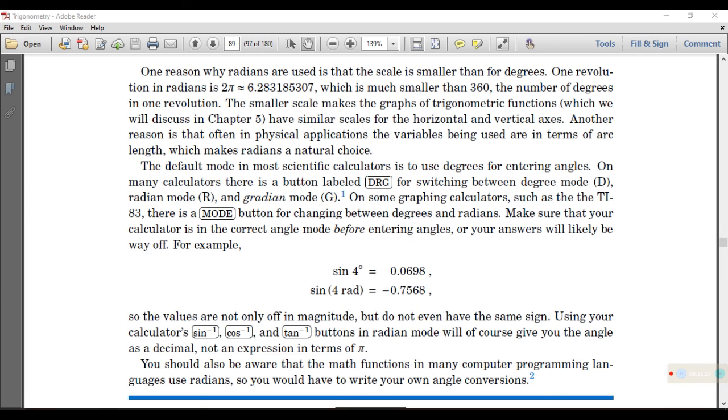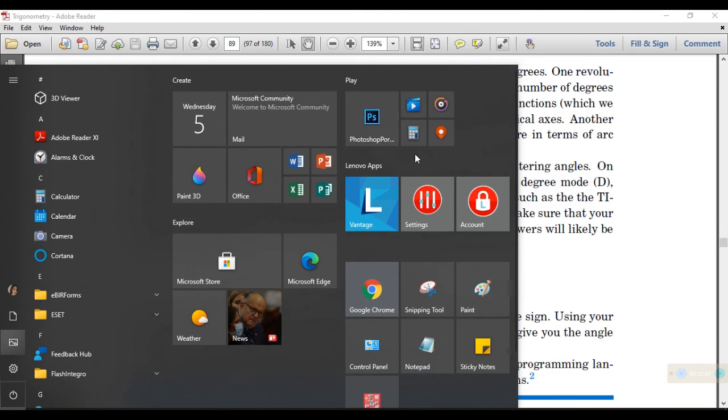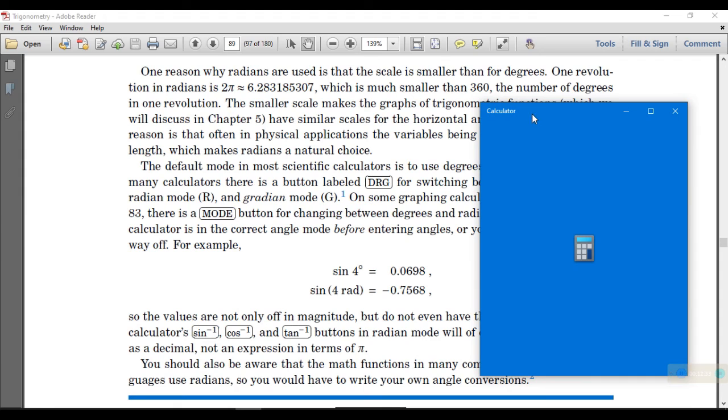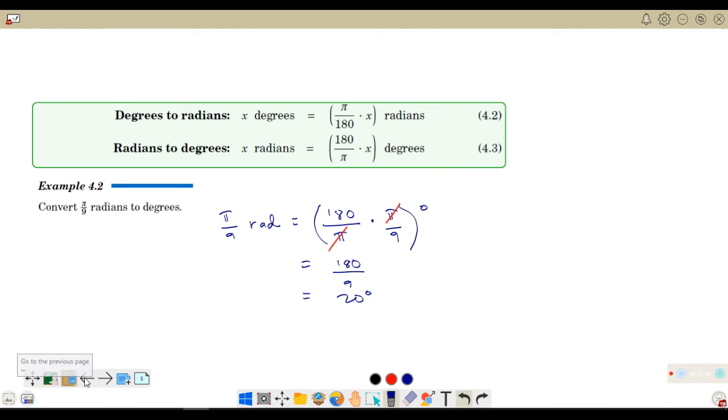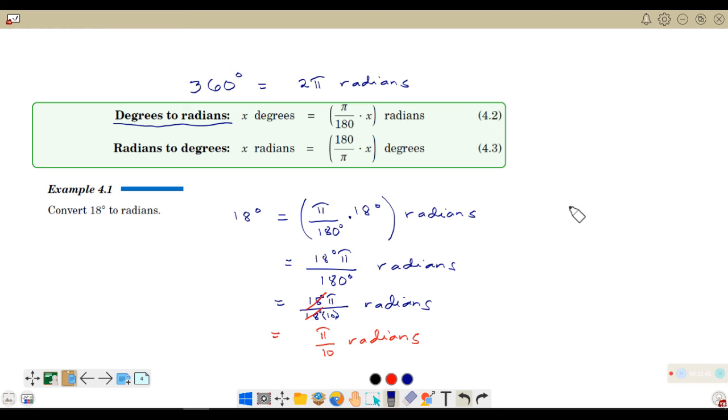I will prepare a calculator here to show you that the trigonometric function values in degrees is the same as the trigonometric function values in radians, given that your angle in degree is converted into radians. Balikan natin yung una nating example kanina. Kunin natin yung sine 18 degrees. Tapos kunin din natin yung sine ng pi over 10 radians.